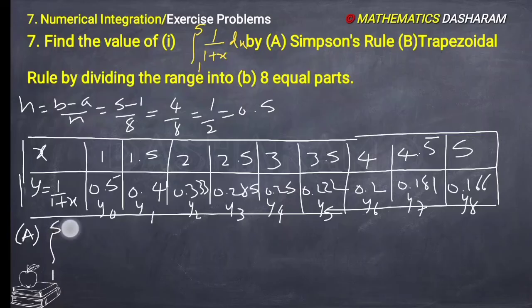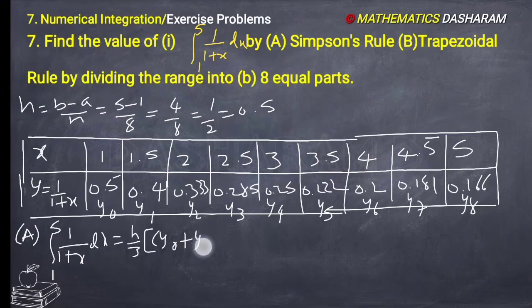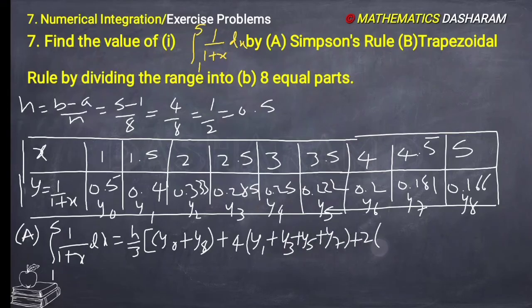So the first answer, by using Simpson's rule, let's find the integration of 1 by 1 plus x dx. It is equal to h by 3 bracket of y0 plus last ordinate y8, plus 4 bracket of odd ordinates, so y1 plus y3 plus y5 plus y7, plus 2 bracket of even ordinates, y2 plus y4 plus y6. Substitute the values in this.